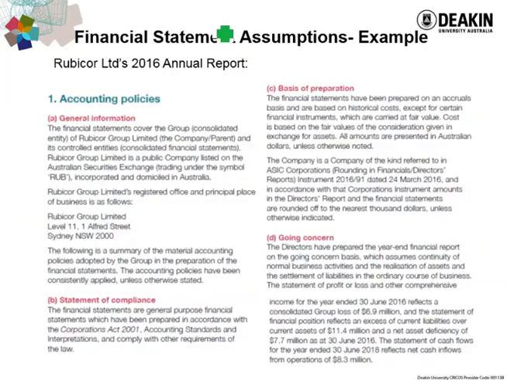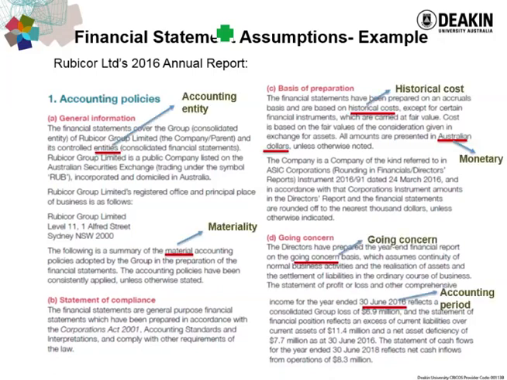The next slide shows how the 6 assumptions are reflected in a company's financial report. If you look at Rubicor Limited's annual report, you find that the report only records transactions for the business under the accounting entity assumption, so nothing about the owners. And it has disclosed all the material information. It records most of the items using historical costs, with some exception at fair value. And the unit of currency is Australian dollars.